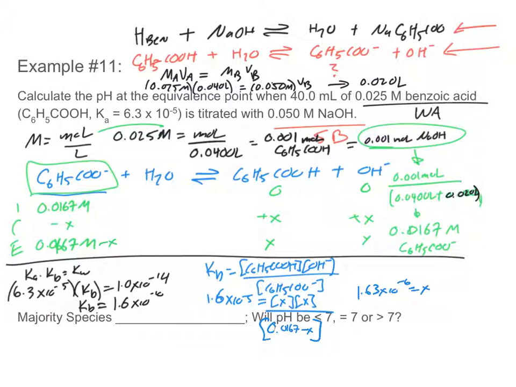And we still do that thing where we assume that x is negligible. I would say that if I had 1.63 times 10 to the minus 6 divided by 0.0167 times 100, it's like 9 thousandths of a percent. So I think we're good. So now I can go ahead and calculate my pOH.